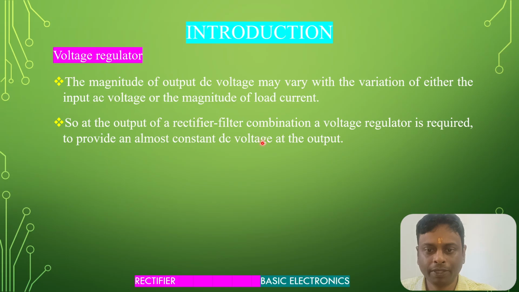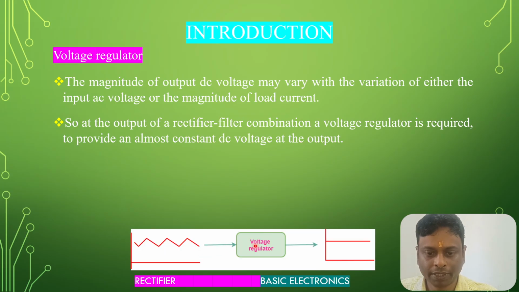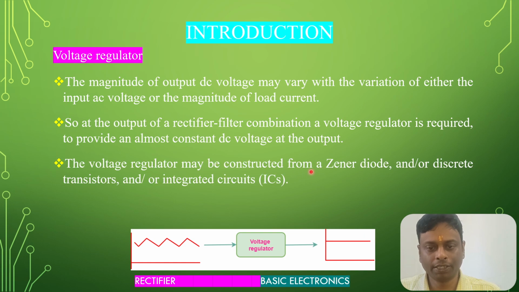So that is why we have a voltage regulator that will provide you the constant DC voltage at the output. Okay. So this is the voltage regulator. The output of a filter circuit is fed to the voltage regulator. There we can get the pure DC signal. Okay. So this voltage regulator may use a zener diode, discrete transistors, and integrated circuits. So at last we can get the pure DC. Okay. So this is how this voltage regulator circuit works.